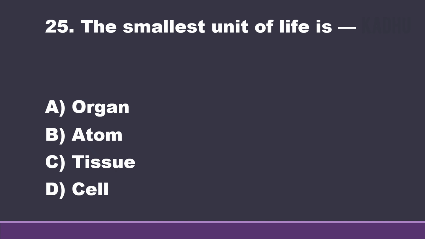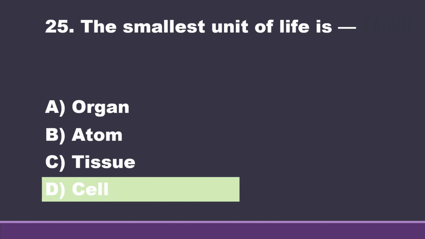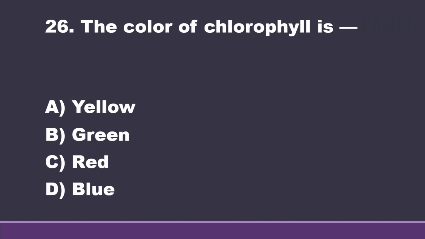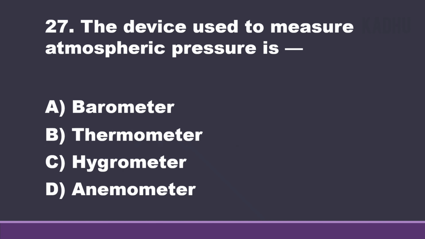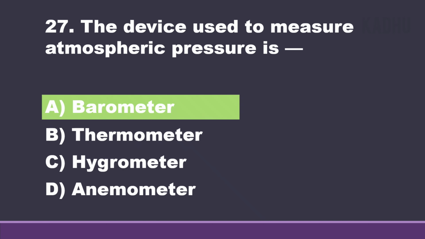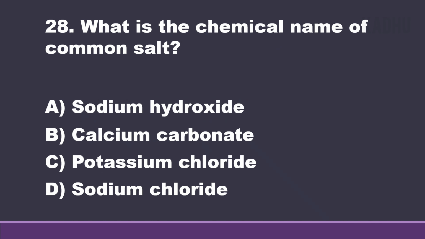Next, the smallest unit of life is, option D will be the correct answer. Cell. Next question, the color of chlorophyll is blank. So option B will be the correct answer. The color of chlorophyll is green. The device used to measure atmospheric pressure is, so option A will be the correct answer. Barometer. Barometer is used to measure atmospheric pressure.